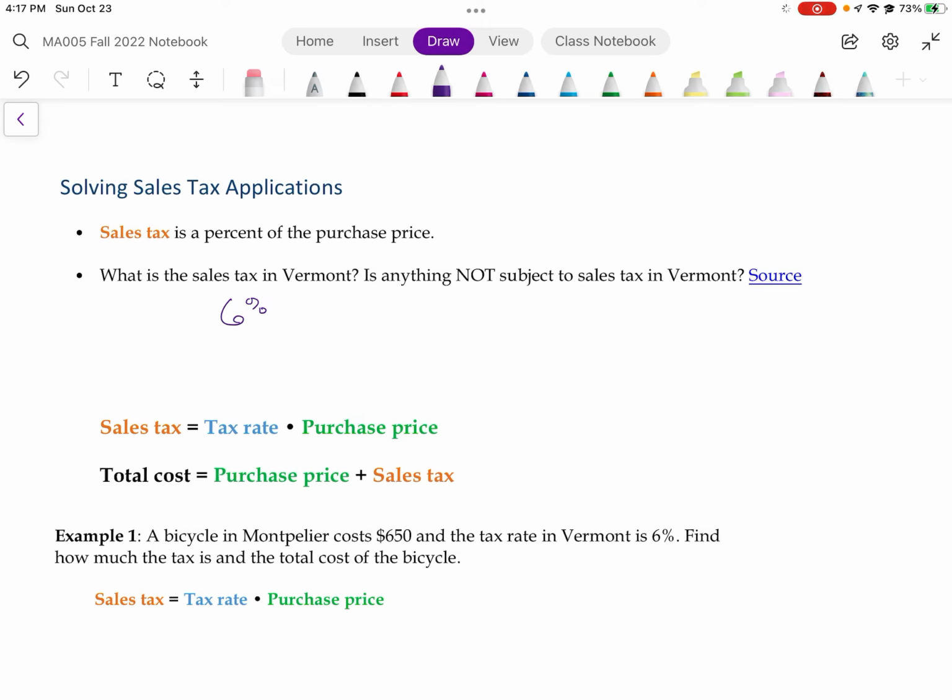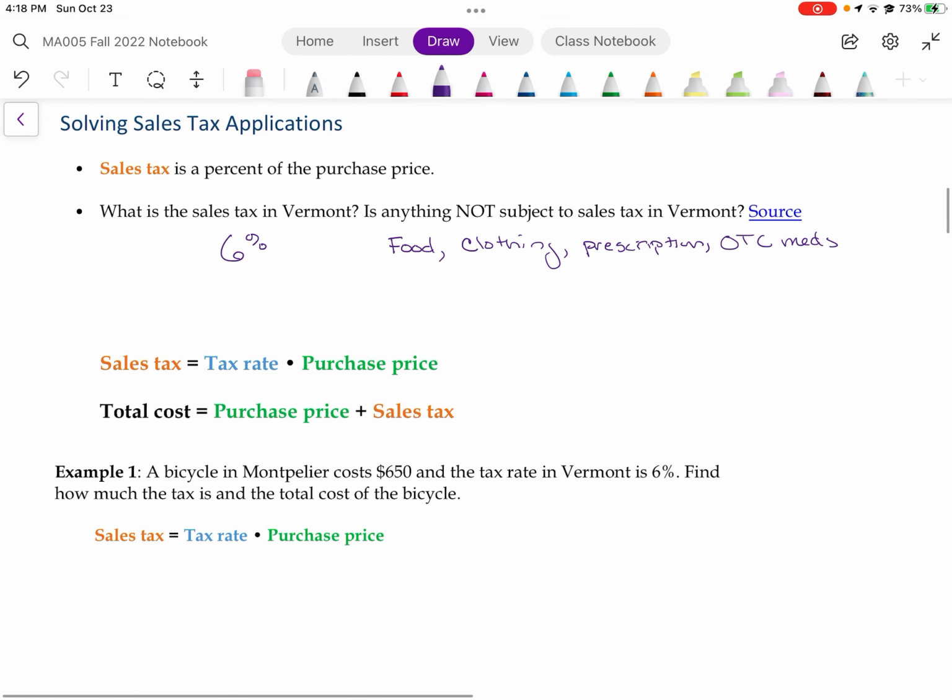Some things it's higher. Is anything not subject to sales tax in Vermont? Just for your information, there are some things that are not subject: food from a grocery store, not all food, but most food from the grocery store, not soda, for instance. Clothing in Vermont is not taxed. And prescriptions and over-the-counter medications. Okay, so some things like that are not taxed.